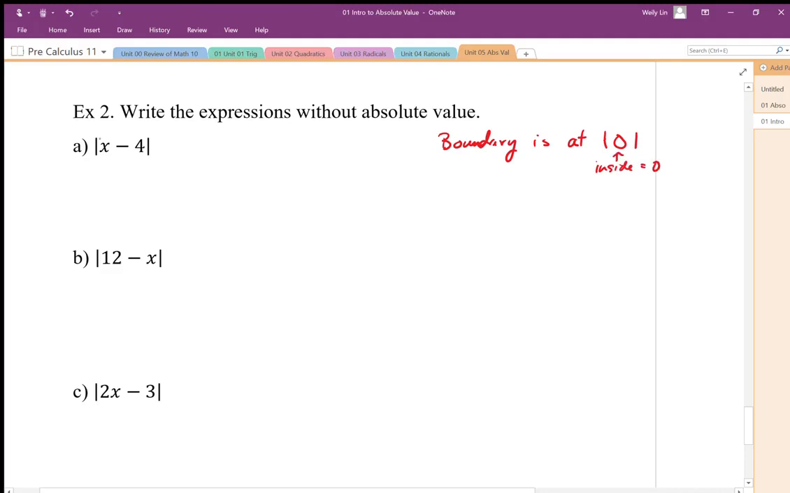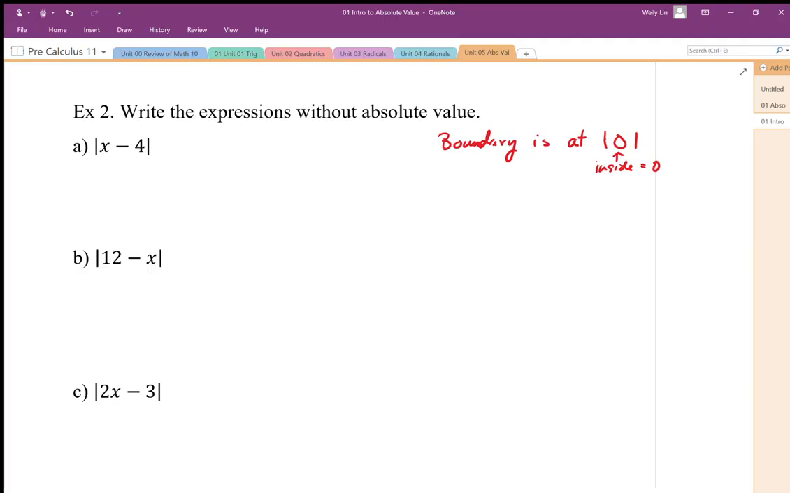So the boundary really for this one here is going to be at 4. It's going to do something when it's bigger than 4, and it's going to do something different when x is less than 4. So how do I write this out then? Well, I need to do this as a piecewise function. So we have to split it into two pieces.